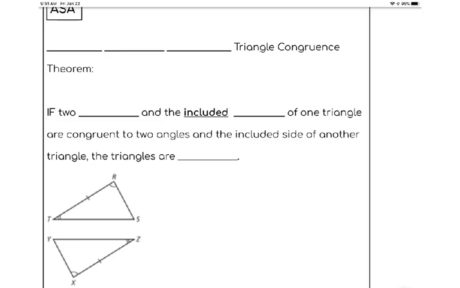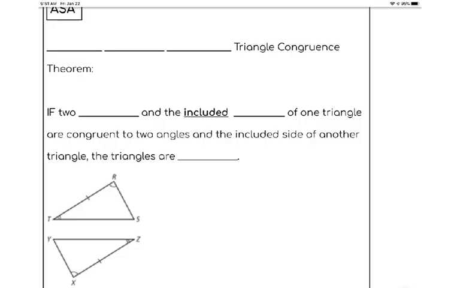So in the last video we talked about congruent parts of different figures, and how if the parts are congruent, then the figures are also going to be congruent. Or maybe they were triangles, and that's what we're specifically going to get into: the congruence of triangles.